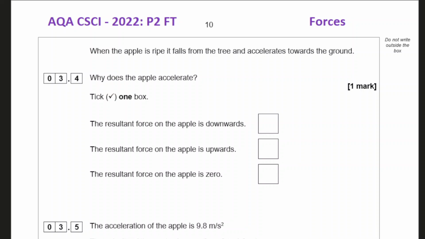Next question. When the apple is ripe, it falls from the tree and accelerates towards the ground. Why does the apple accelerate? Now, the reason it accelerates is because there's a force. Because it's going downwards to the ground, it would be the first option. The resultant force on the apple is downwards.